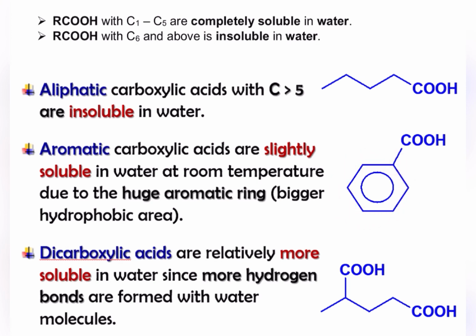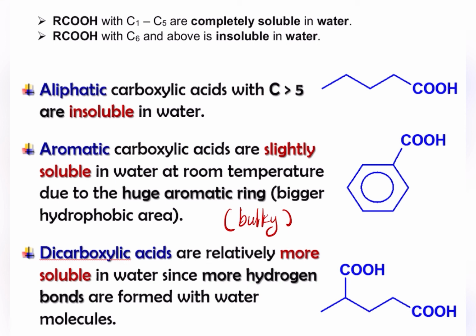When we talk about aromatic carboxylic acid, it means that it has a benzene ring attached directly to the carboxyl group. The size of the benzene ring is very big, which contributes to a bigger hydrophobic area. So the size is very bulky. This is another term that you can use in your explanation to show how the big aromatic ring can affect the solubility of carboxylic acid in water.